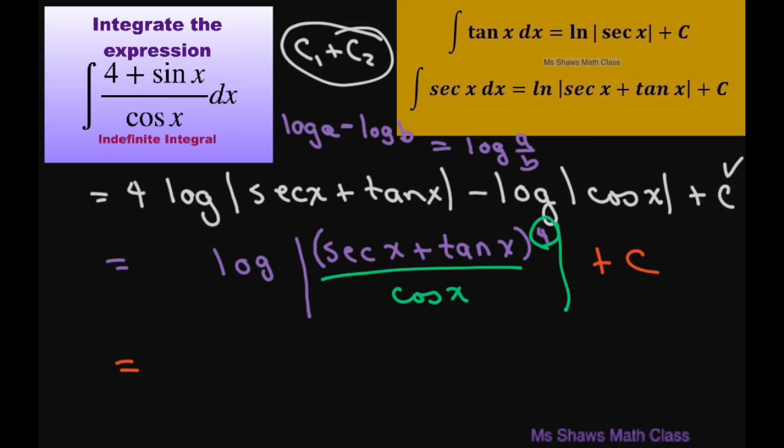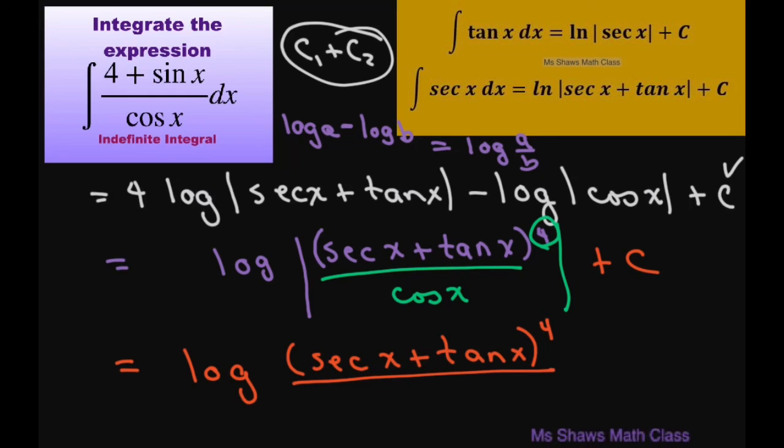Let me put the plus c. So we can write this as log of secant of x plus tan of x to the power 4. But the denominator, if you do that, is still going to have to be absolute value of cosine of x. And plus your unknown c.